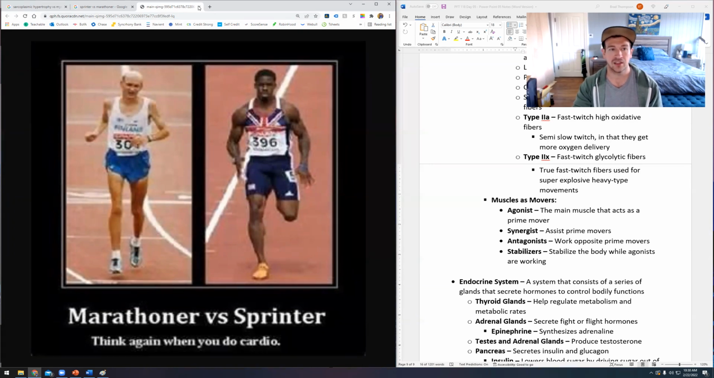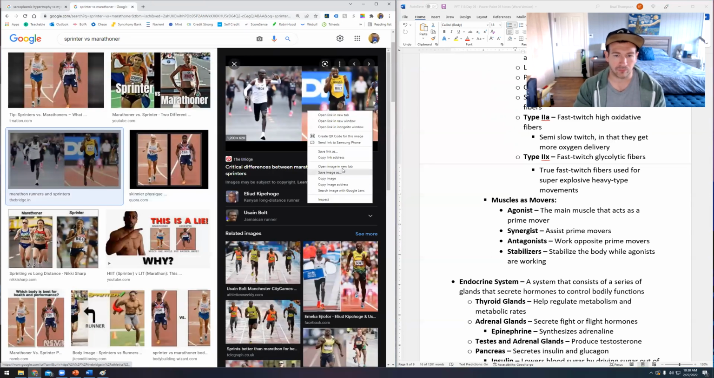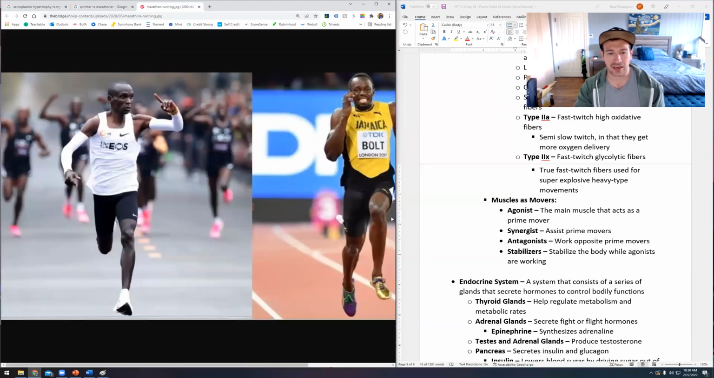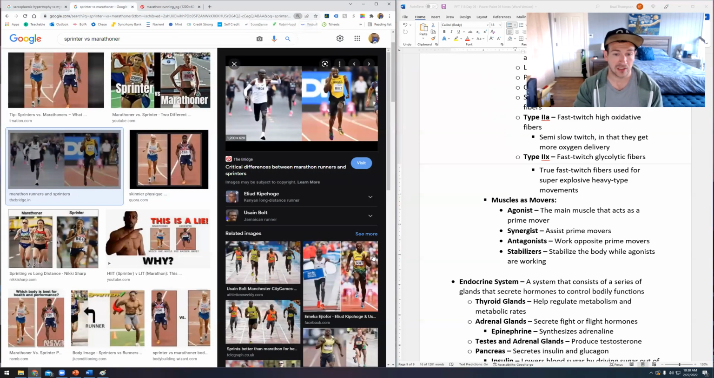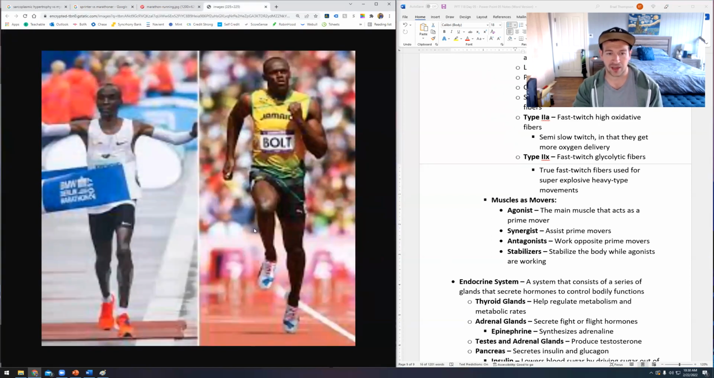Actually, let's pull up, where's Bolt at? Usain Bolt, right? You can see his muscles are much larger than over here. Both these guys are the two best runners in the world right now. This is Eliud Kipchoge on the left, and we've got Usain Bolt on there. Fastest man on the planet, fastest man on the planet. Different athletes though. Fastest in the 100 meters, fastest in the marathon. So this guy is the fastest over 100 meters.